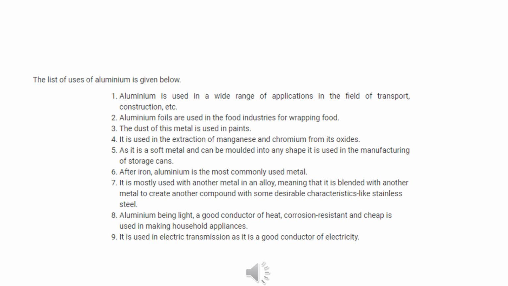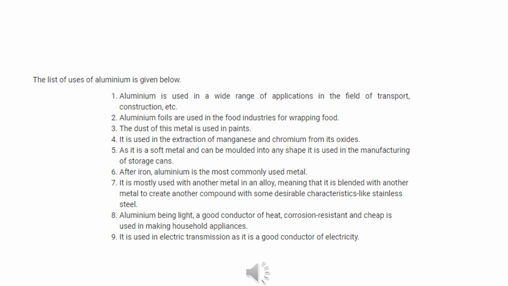After iron, aluminium is the most commonly used metal. It is mostly used with another metal in an alloy, meaning that it is blended with another metal to create another compound with a desirable characteristic, like stainless steel. So aluminium can be combined with other metals to form a very good alloy that has a very strong characteristic that perhaps will resist rusting and corrosion.